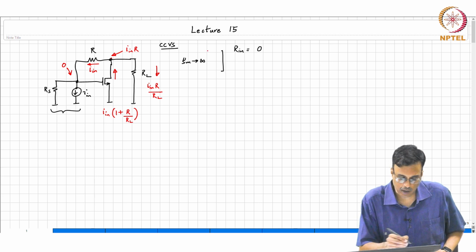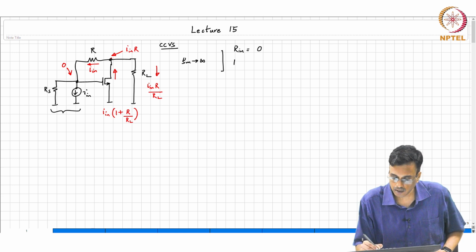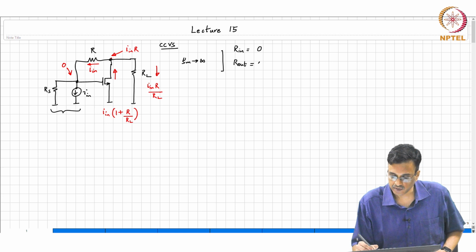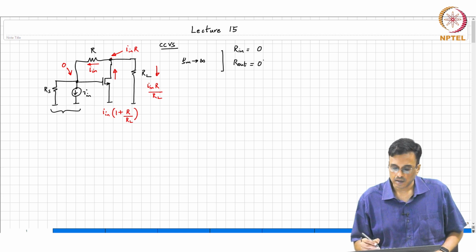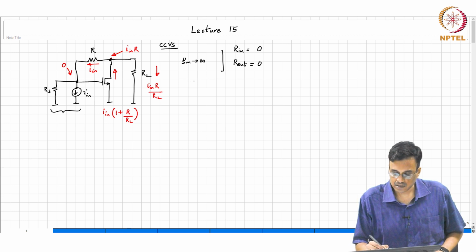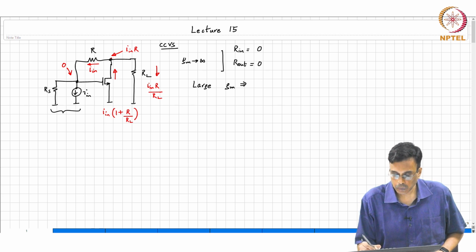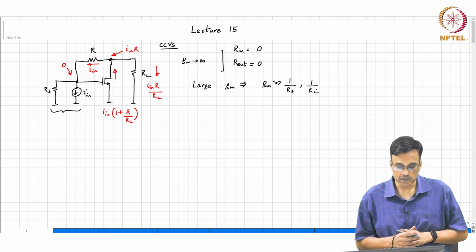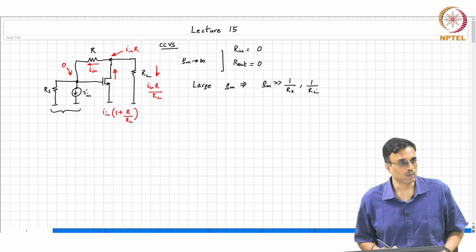What comment can we make about R out? When Gm is infinity, it is 0. And so, what is the meaning of large Gm? Gm must be much larger than 1 by Rs and 1 by R. Okay. So, with that refresher, now we are in a good position; this is the incremental network.